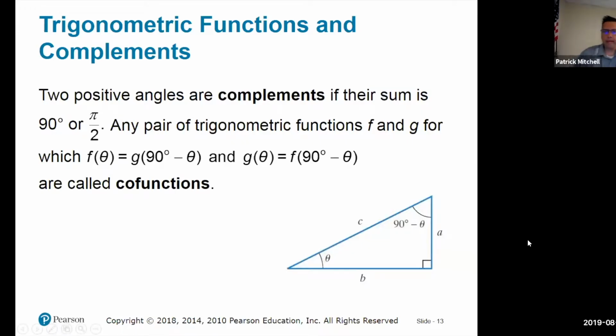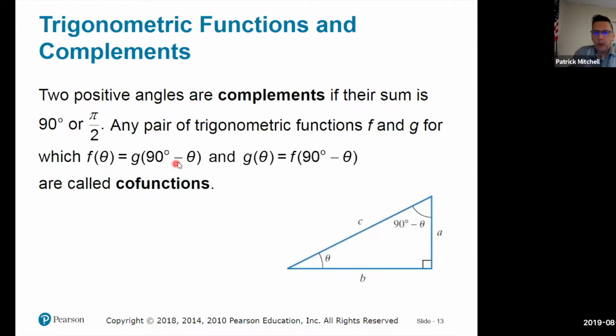So one thing that makes the trig functions a little easier to evaluate has to do with something called the cofunction identities. You've probably heard before that angles that add up to 90 degrees are called complementary angles. Two positive angles are called complements if their sum is 90 degrees. So when you have a right triangle, the two acute angles in the right triangle are automatically complementary angles.